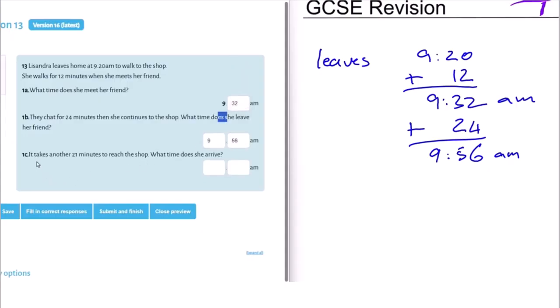And the last part, it takes another 21 minutes to reach the shop. What time does she arrive? So we're going to add 21 here. 6 and 1 is 7. 5 plus 2 is 7. But remember, we're dealing with hours, so we have to take the 60 off. So we'll get 1 left. So we've got 17 minutes here, and we carry the hour forward. 9 plus 1 is 10, so she arrives at 10:17 a.m.